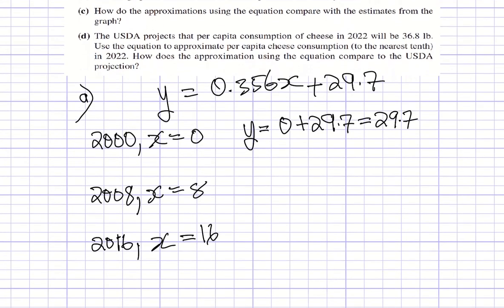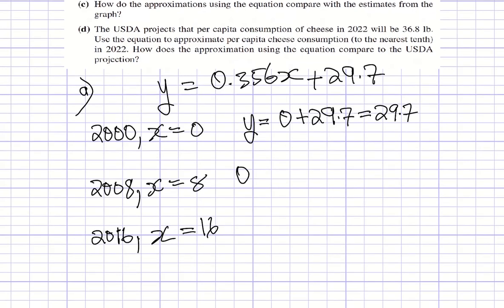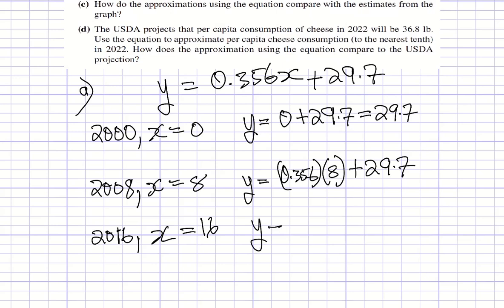Then you put x equals 8, and you get y equals 0.356 times 8 plus 29.7. That's what that is saying. It took me a while to see what they're saying. And then for this one, y equals 0.356 times 16 plus 29.7. Okay, that's what that is saying.